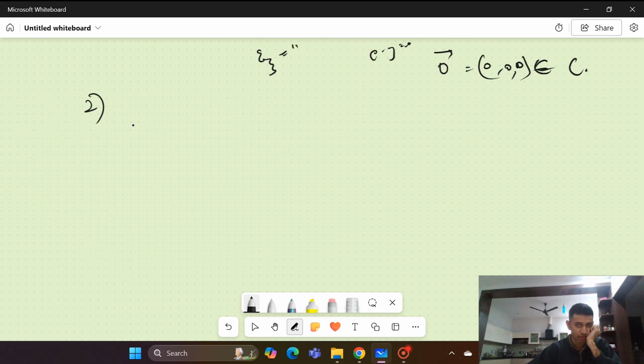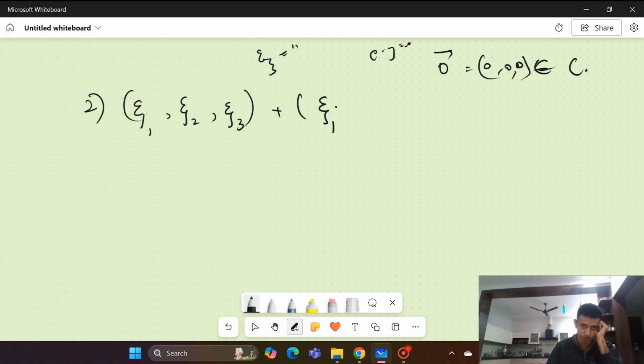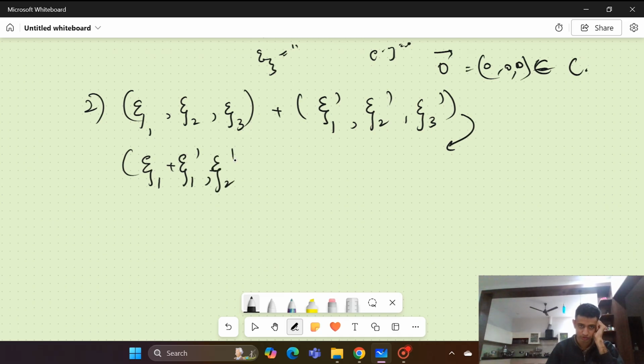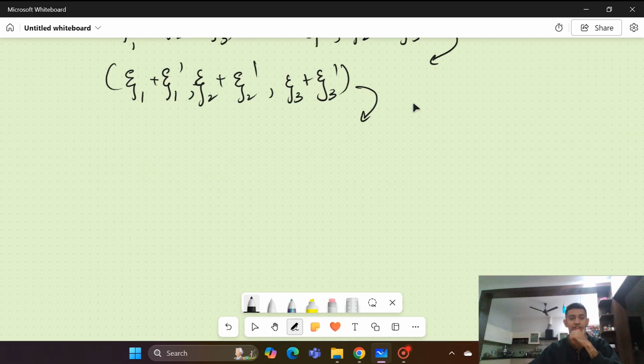Let's show part 2. So that's trying to sum this. So I'll assume 2 vectors this time, G1, G2, G3, and I'll try to add this to G1 dash, G2 dash, G3 dash. If we add these together, we get something fairly simple and expected. Right. And let's see if this still satisfies the relation given to us.